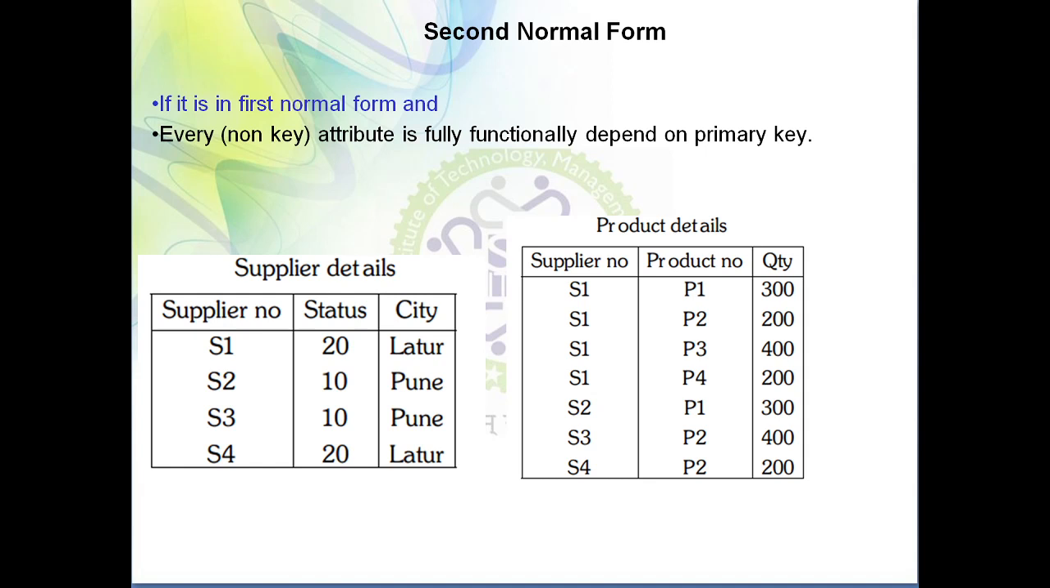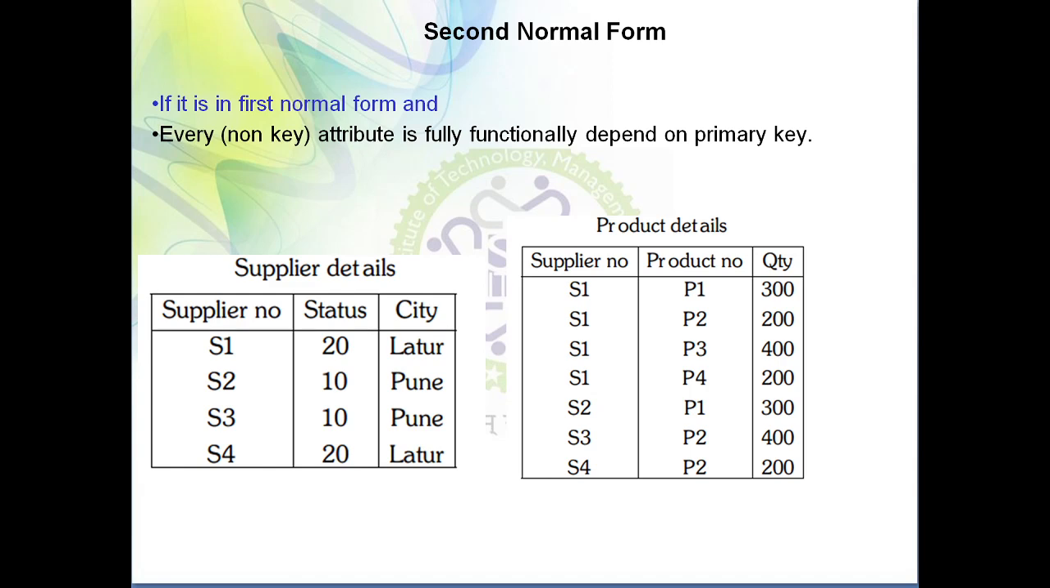So in this case, this table is in first normal form. We say that a particular table is in second normal form if it is in first normal form and every non-key attribute is fully dependent on the primary key, that means partial dependency should not be there. In second normal form, what are the things you need to remember? It should be in first normal form, plus all non-key attributes are fully dependent on the primary key. That means partial dependency should not be there.